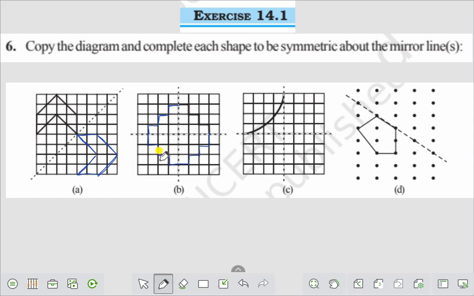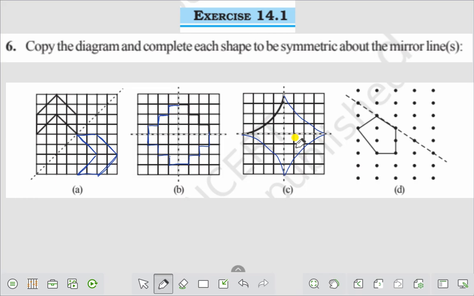Right? Now, third question. Third one, suppose this is the mirror line. For this figure, we can also draw like this. If we take this mirror, right, for this image, we will get this image. And for this one, we'll get another image like this. Right? That means we are getting this one, D, C.